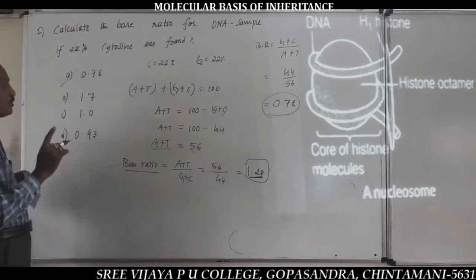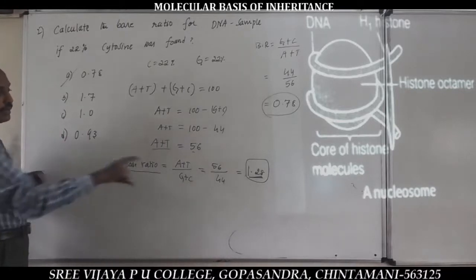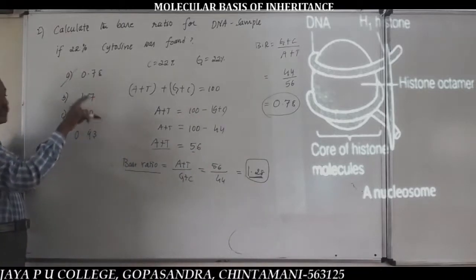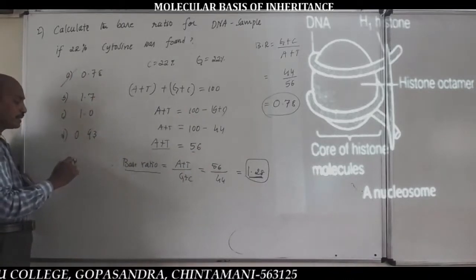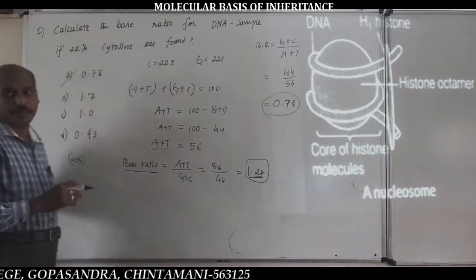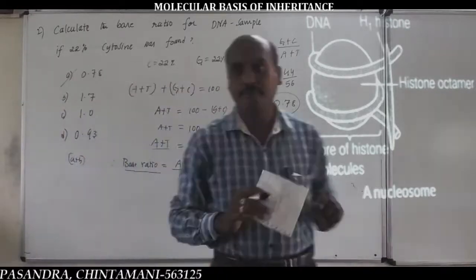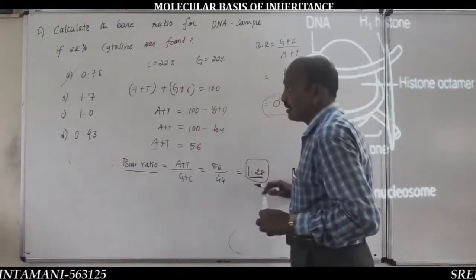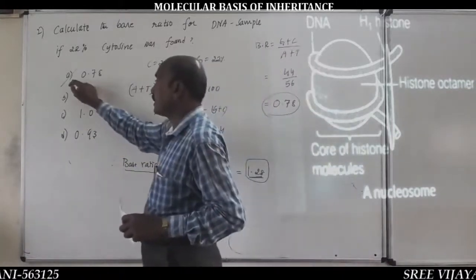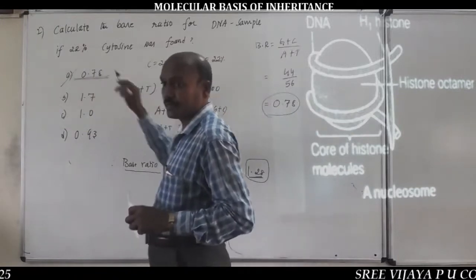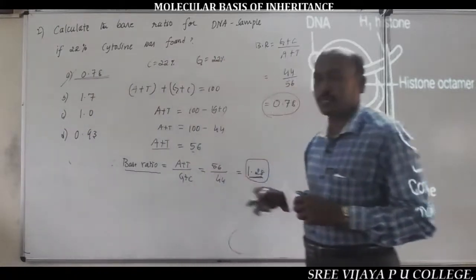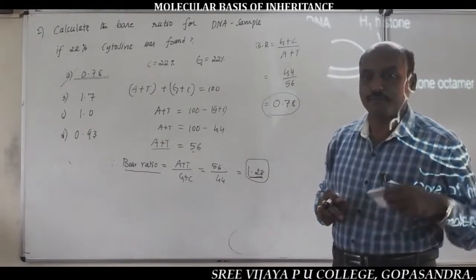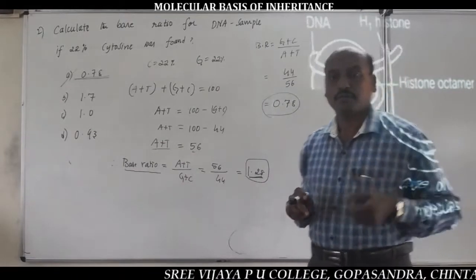Suppose they have given the same answer in two options, they will give A plus B, both A and B, as the right answer. But from this calculation, the correct right answer is 0.78. So this is the minor correction of the last class second problem, calculation of base ratio.